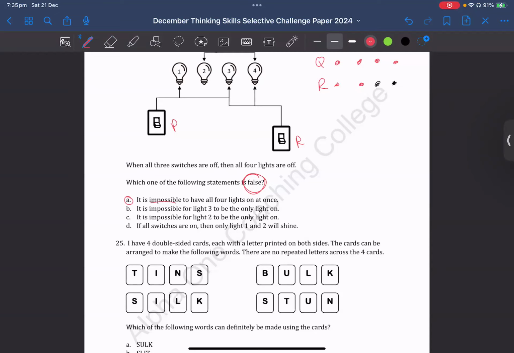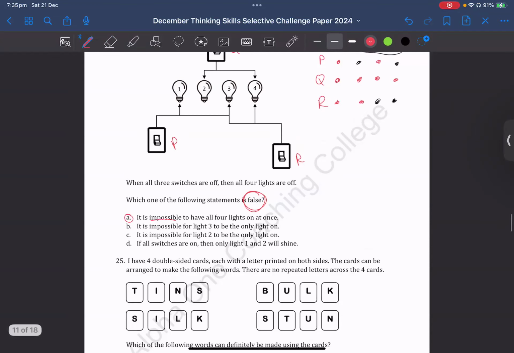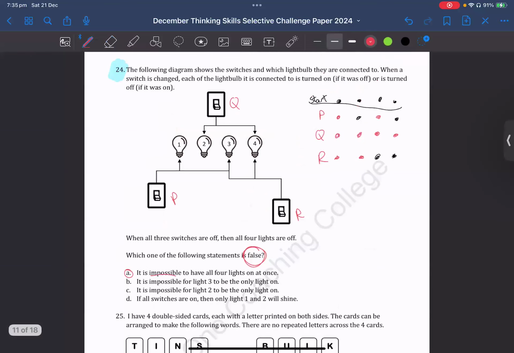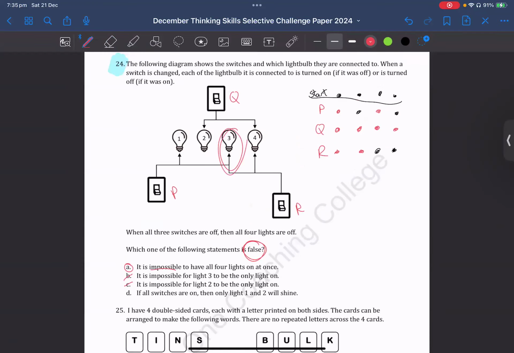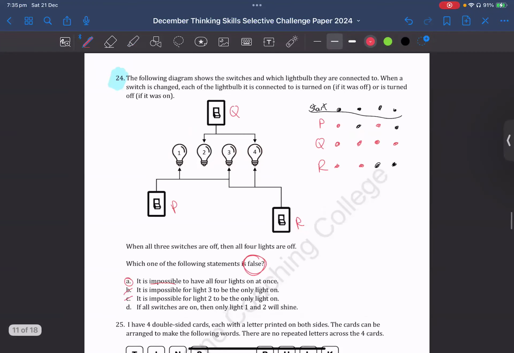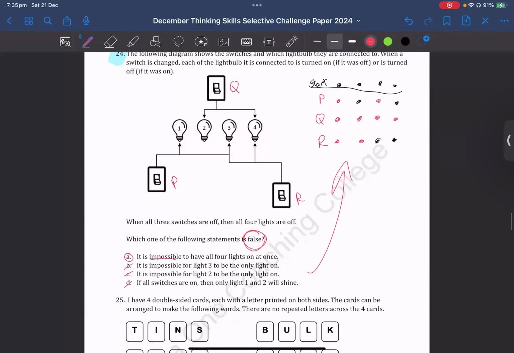It's impossible for light 3 to be the only light on. This is actually true because no matter if you put P or R together, you can't actually have light 3 by itself. It's impossible for light 2 to be the only light on. Yes, because it's connected to light 3. It's always connected to 1 or 4. So it's likely that it won't be on by itself. It's always going to be connected to that. And if all switches are on, only light 1 and 2 will shine. Yes, we can see that in there.